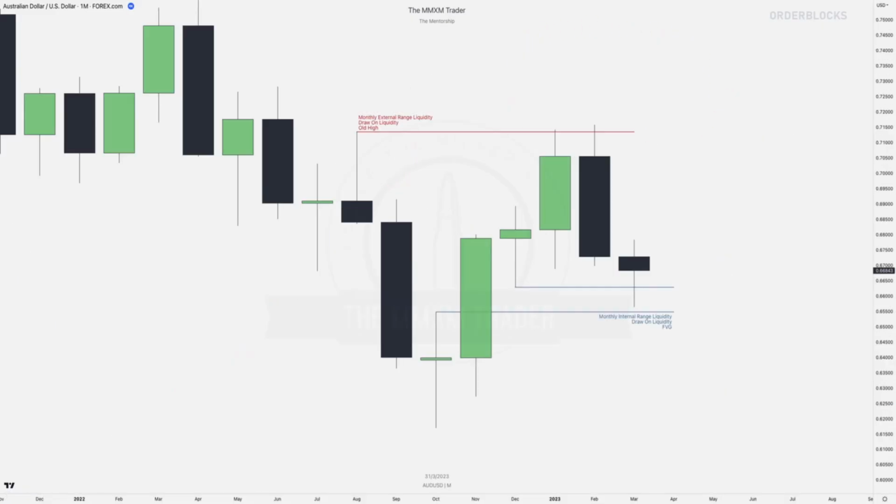Another example on Australian dollar, US dollar monthly chart. Again, external range liquidity. Monthly external range liquidity, so we raid these buy stops up here. So what do we do after external range? We go to internal range. We see this monthly fair value gap down here, being the draw on liquidity.